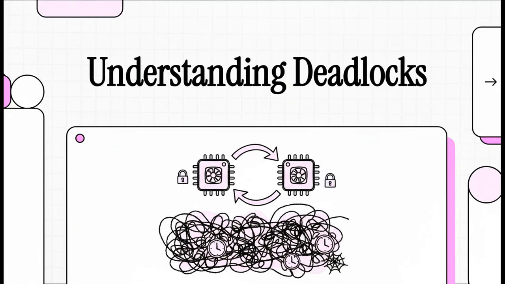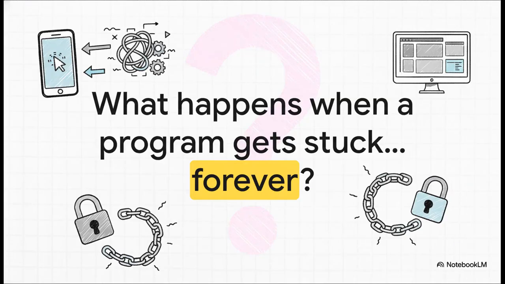All right, let's dive into one of the sneakiest, most frustrating problems you'll ever find in programming, the deadlock. It's like this silent bug, a ghost in the machine that can bring a whole application to a grinding halt. You know that feeling, right? An app on your phone or computer just freezes. It doesn't crash, there's no error message, it just sits there, completely ignoring you. What's really going on behind the curtain?